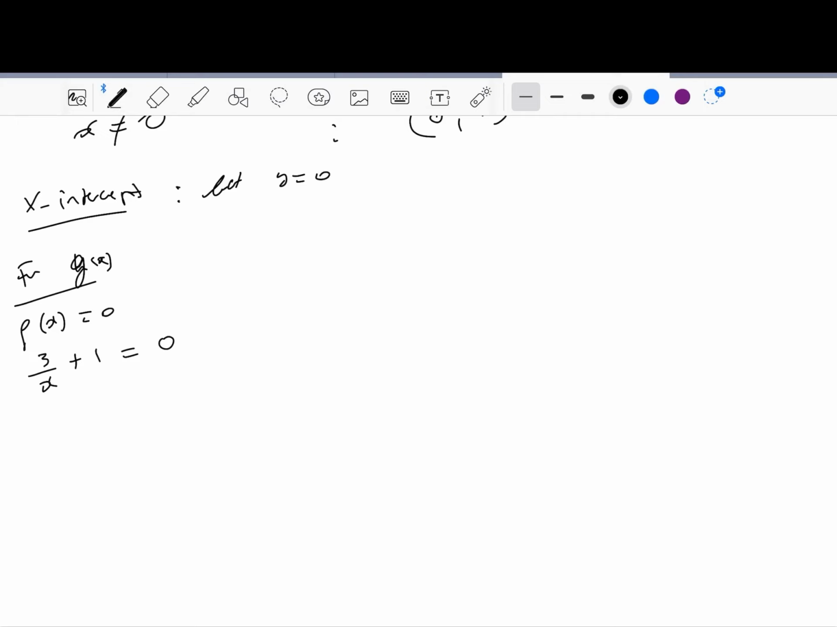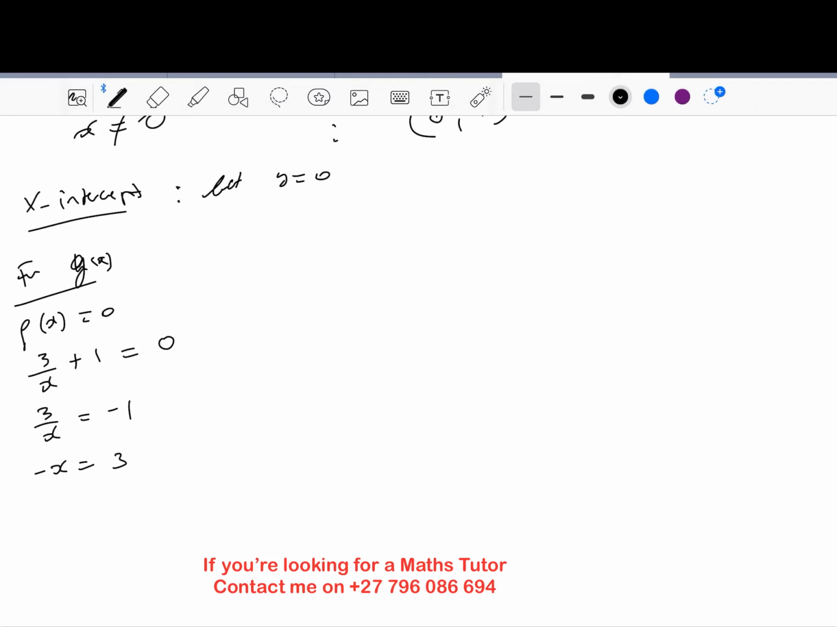And then you can just take that 1 to the right hand side. You have 3 over x is equal to negative 1. Change the sign, and then cross multiply. So your negative x is equal to 3. Therefore, your x is equal to negative 3. So the x-intercept of g of x is negative 3 and 0. When y is 0, your x is negative 3.